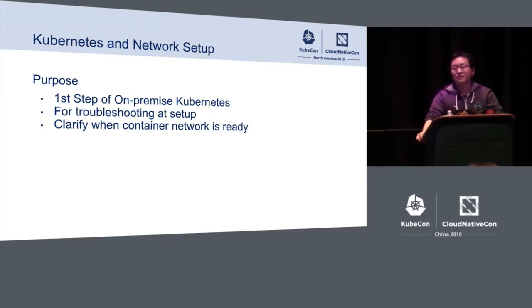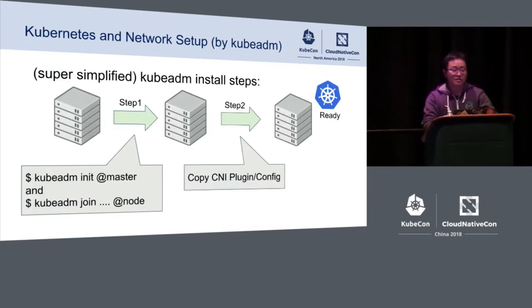So the first step of on-premise Kubernetes is to install Kubernetes. And of course, when I try Kubernetes, especially with new container network software, at that time I run into trouble. So I'd like to share how Kubernetes and the network are set up in each step of kubeadm. The simplified install is something like this. First we install the operating system, CentOS or RHEL or similar. Then we run kubeadm init on the master and kubeadm join on the node. And then after finishing, we copy the CNI plugin and the CNI config file. Then Kubernetes gets into ready.